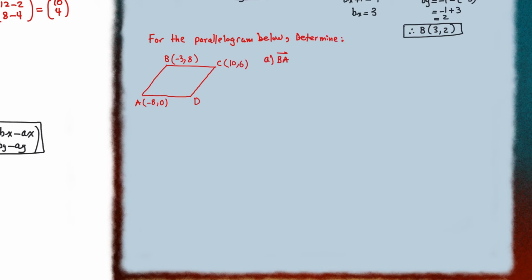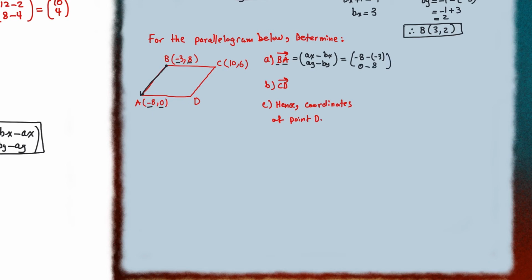First, we want to figure out vector BA, CD, and hence, using the information from previous questions, we want to figure out the coordinates of point D. Okay, so for vector BA, it originates at point B and terminates at A, meaning that the x component of the vector is going to be the x component of point A, which is negative 8, minus the x component of point B, which is negative 3, and its y component is going to equal the y component of point A, which is 0, minus the y component of point B, which is 8.